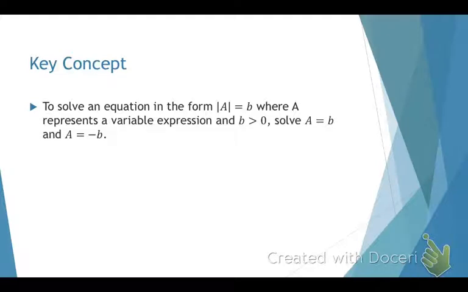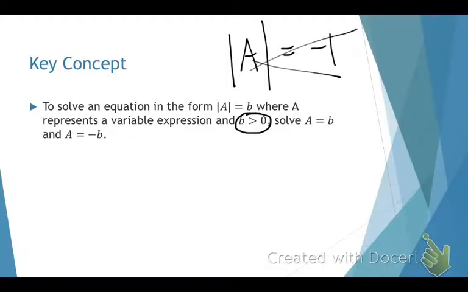Some important things that I want to point out about that. It says that in that expression, b must be larger than 0. We cannot have the absolute value of a number equal a negative number. That is not possible for absolute value. That would be a no solution problem, because the thinking behind absolute value is that it's the distance away from 0, and you cannot have a negative distance. So therefore, it has to be larger than 0. It cannot be a negative number.